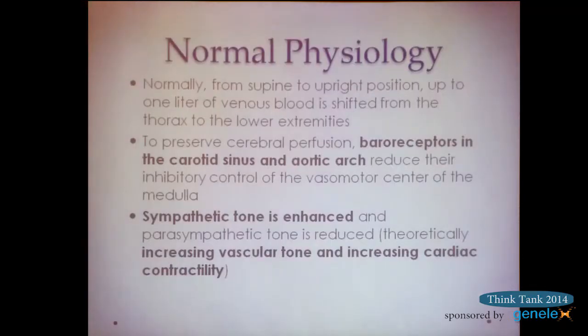In normal physiology, when we stand up from the supine to the upright position, about 1 liter of venous blood is shifted from the thorax to the lower extremities. To preserve cerebral perfusion, baroreceptors in the carotid sinus and aortic arch reduce their inhibitory control of the vasomotor center of the medulla.